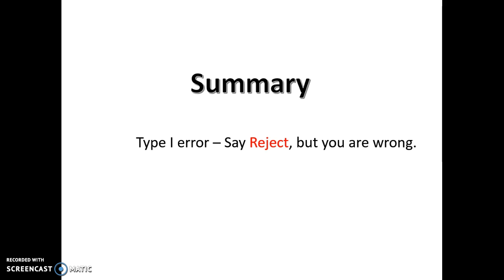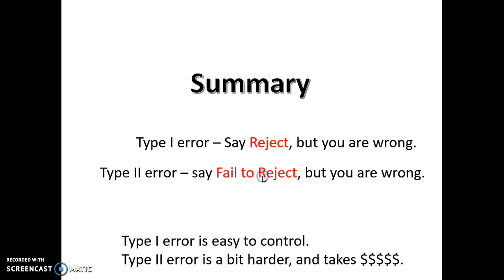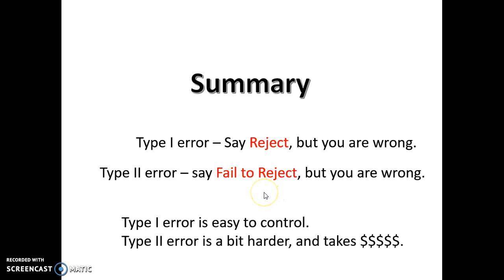Okay, so a type 1 error comes when you say reject the null hypothesis, but you're wrong. A type 2 error comes when you say fail to reject the null hypothesis, but you're wrong. So you notice we've got more words here. So first, second. Type 1 error is easy to control. Type 2 error is a lot harder and it can take money.